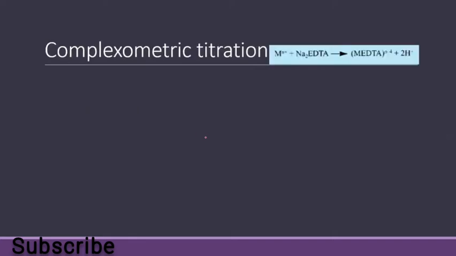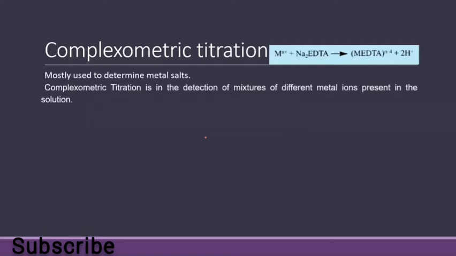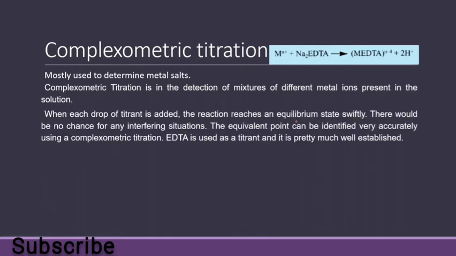Now we will talk about complexometric titration. It is normally performed to determine metal salts. There are different metal salts available in the market, like aluminum hydroxide. If we want to determine the concentration of a metal salt in a solution, we will perform complexometric titration. Complexometric titration is the detection of a mixture of different metal ions present in the solution.